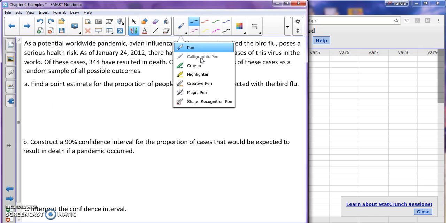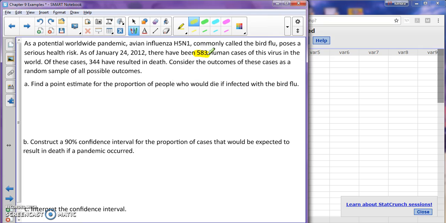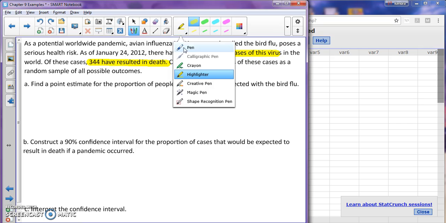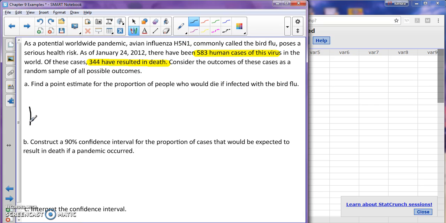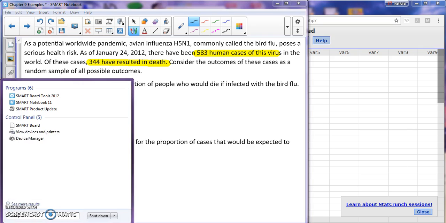So we have two important values here. We have the 583 human cases of the virus, and then 344 that have resulted in death. So our point estimate here is p hat, which is x over n. So x here is those that have died, and n is the total number of people that have had the bird flu. So I'm going to pull up my calculator here.